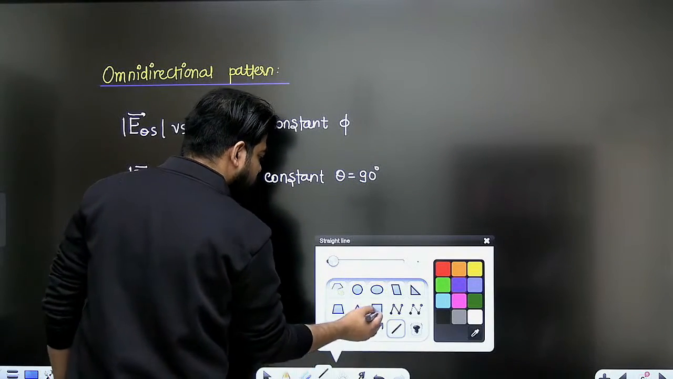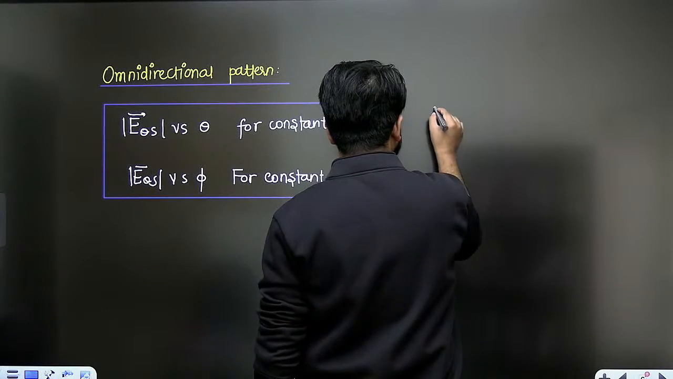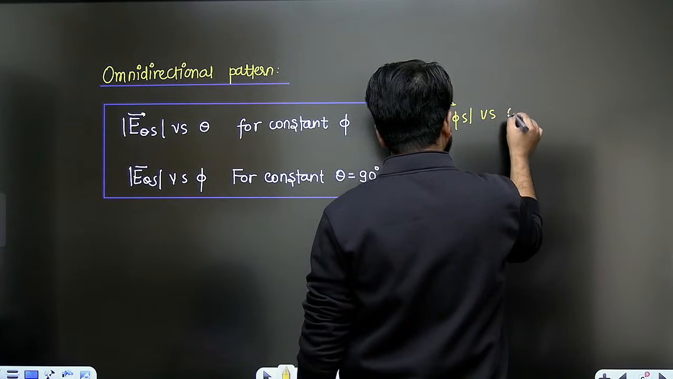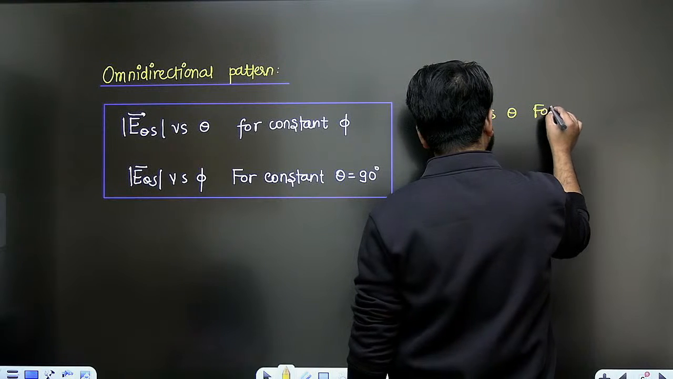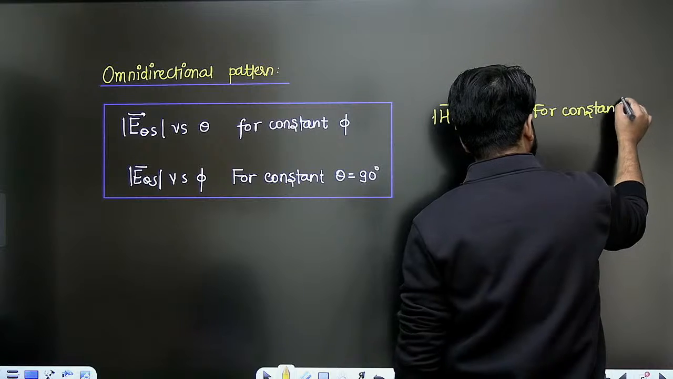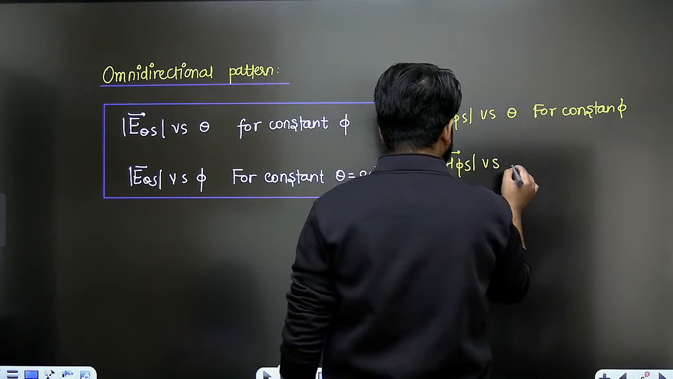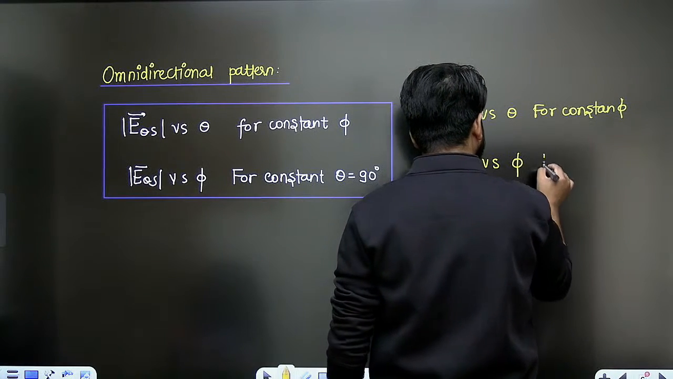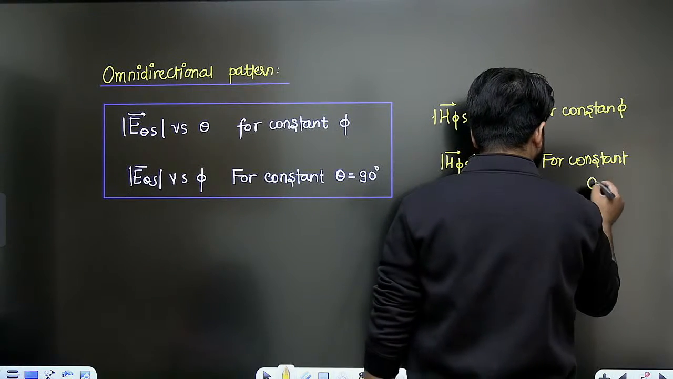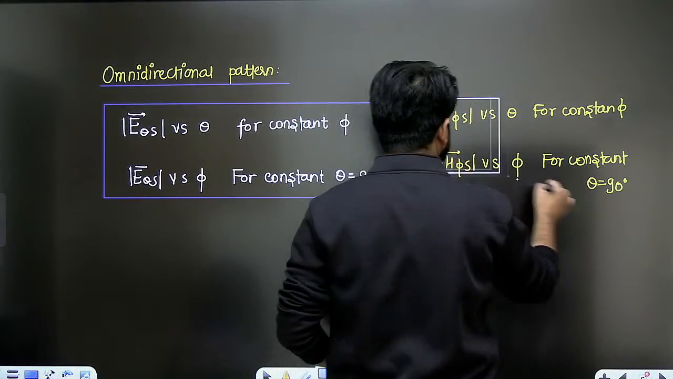So that is one definition. There is also another definition. Similarly, you can also do the same thing with your H phi s, because you know that there is the difference of eta only. So mod of H phi s versus theta for constant phi, and mod of H phi s versus phi for constant theta, that too 90 degree. Okay, so there are basically two variations of this which you can talk about.